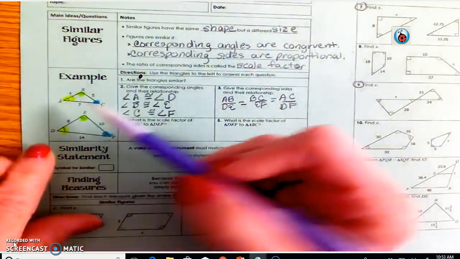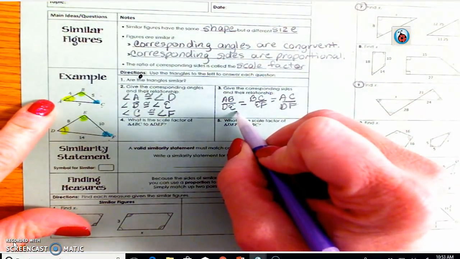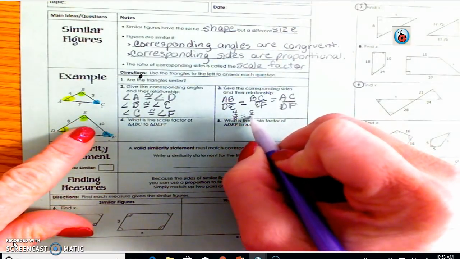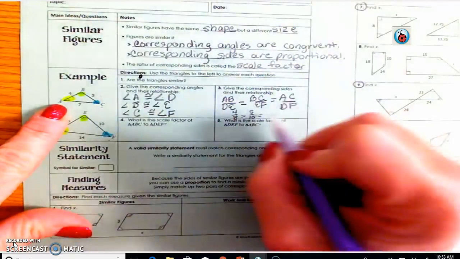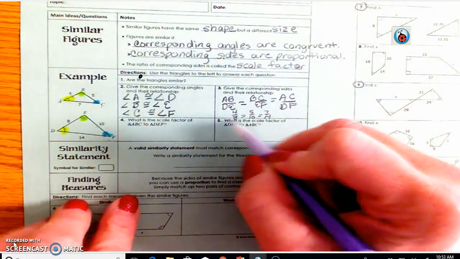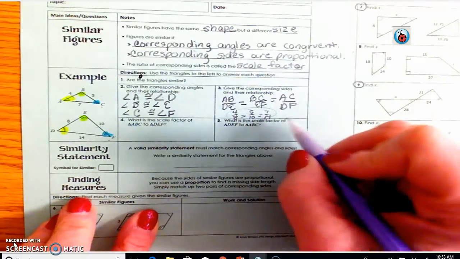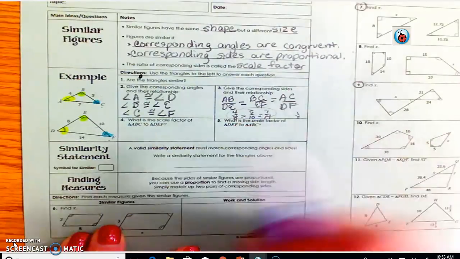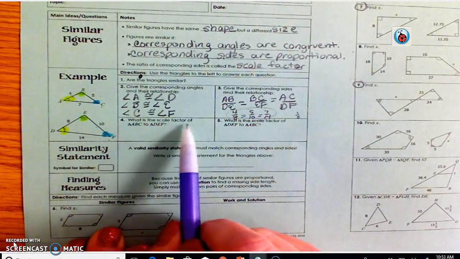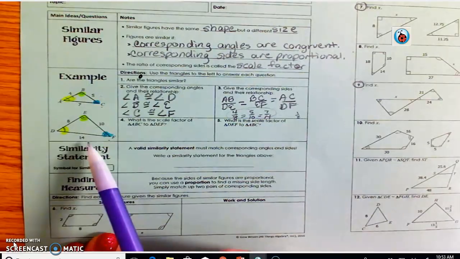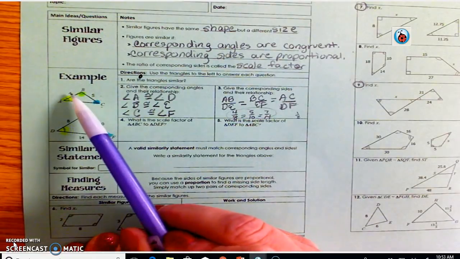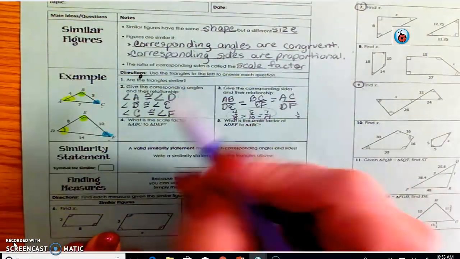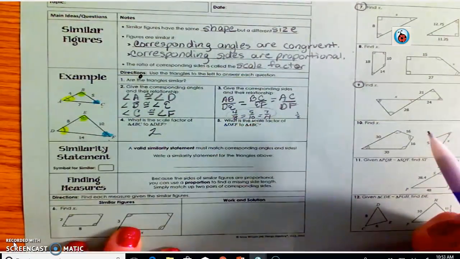And if you look at this, let's go ahead and plug the numbers in. If we take 4 over 8, that has to be equal to 5 over 10, which has to be equal to 7 over 14. If we simplify these ratios, then we get 1/2 for those. And then question 4 says, what's the scale factor of triangle ABC to DEF? Well, to get from 4 to 8, you multiply times 2. 5 times 2 is 10. 7 times 2 is 14. So my scale factor is 2.